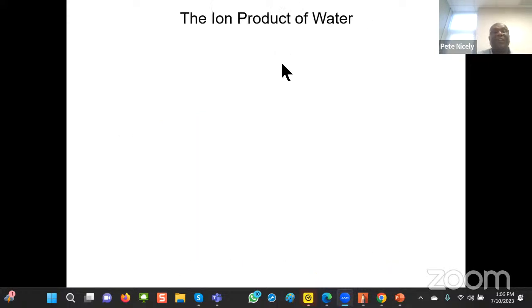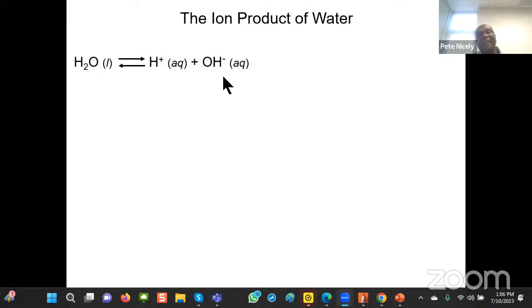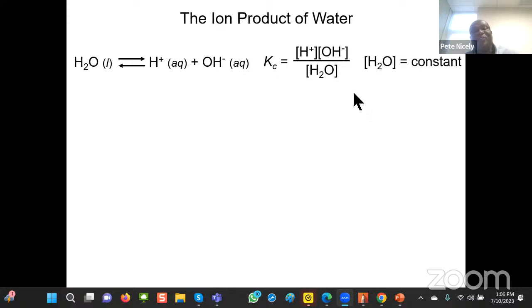Okay, let's talk about the ionic product of water, and this will be the last thing we're going to talk about. So we're going back to the auto-ionization of water, as you see here. And as you can see, this is an equilibrium system, which means that we can write down a Kc expression for this. Now, because H2O is a liquid, if you remember, we said before, we can actually ignore this term in this equation here. And the reason why is because the concentration of any liquid, including water, is constant.